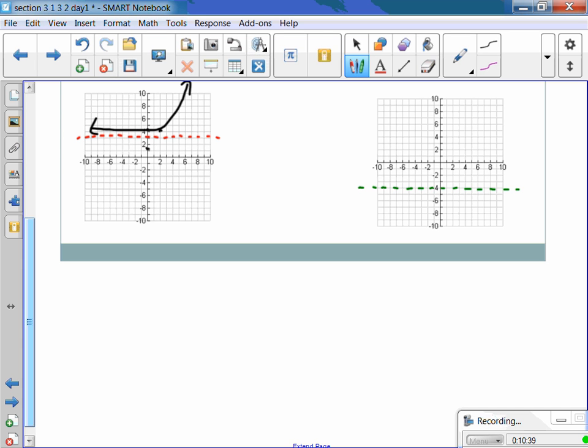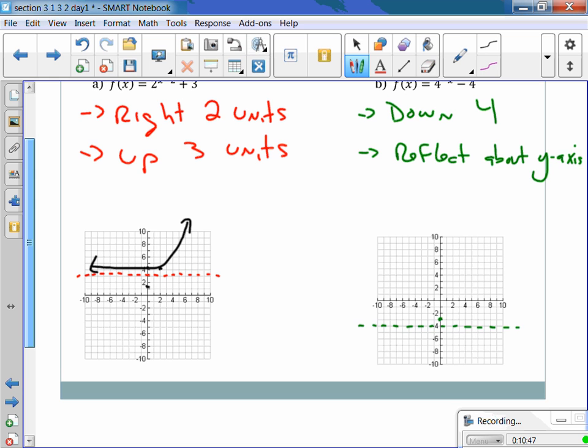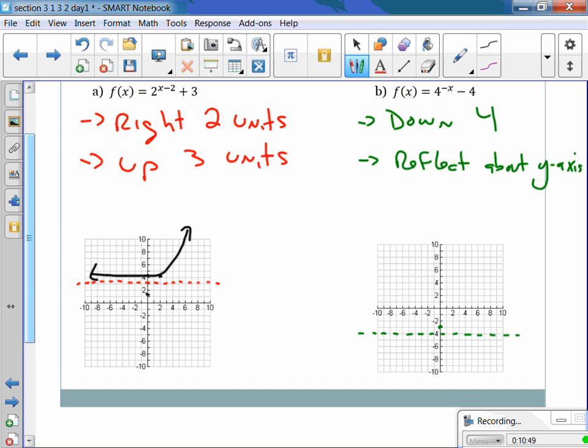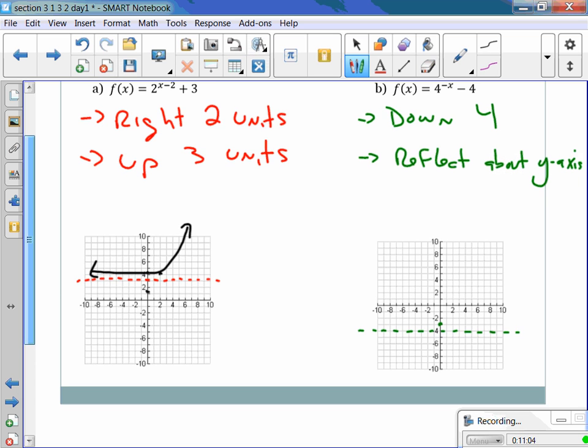Yes. Why is it the y-axis again? Because it's associated with the x. To be a reflection about the x-axis, it would be in the front of the whole function itself. It would be a -4. Then I'd have a reflection about the x-axis. So because it's with the x, reflection about the y-axis, I'm still going to go through that same intercept.